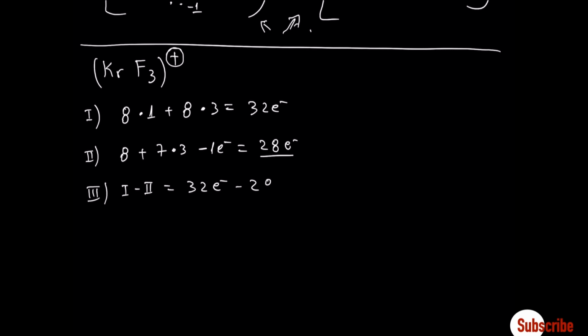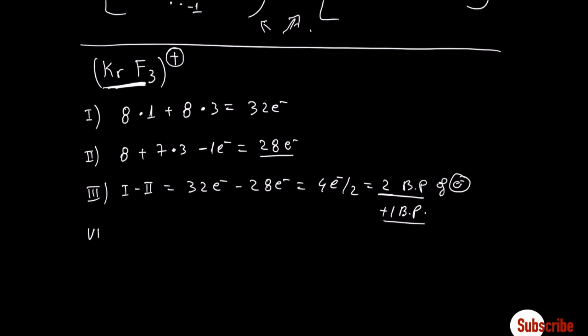Third step, step 1 minus step 2, we find the bonding pairs or shared electrons. 32 electrons minus 28 electrons equal to 4 electrons, divided by 2, equal to 2 bonding pairs of electrons. We add another bonding pair to fill the needs for the ion, to have 3 bonds. That is the minimum number of bonds for the ion to exist. It has to contain 3 bonds in order to exist as an ion.